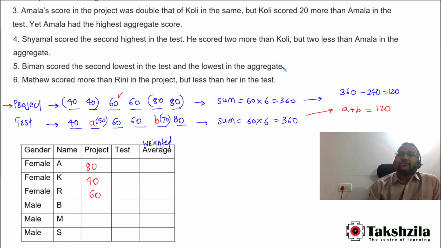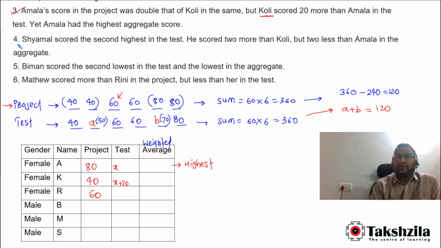Now, the next part of statement number 3 is Kohli scored 20 marks more than Amla in the test. In the test, if Amla scored X, then Kohli is going to score X plus 20. Amla had the highest aggregate score. Amla is going to have the highest aggregate score over here. So we are done with statement number 3.